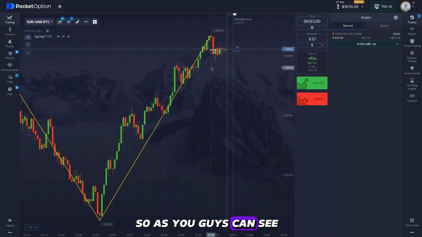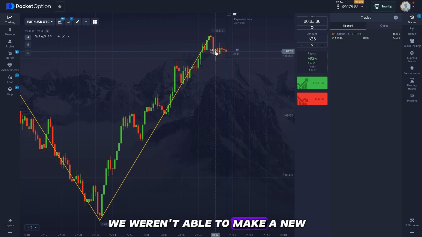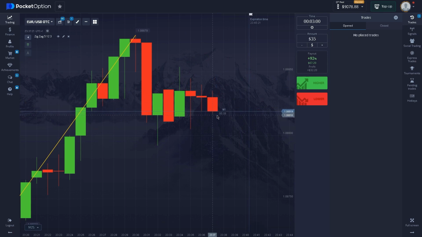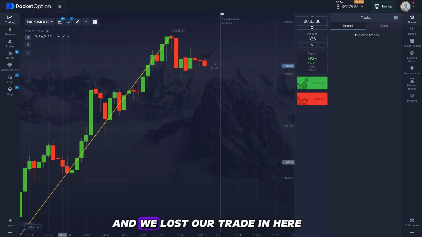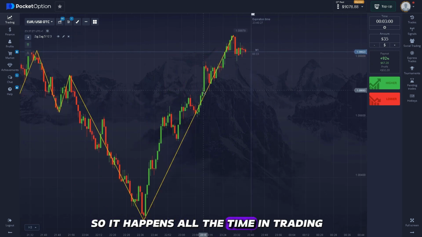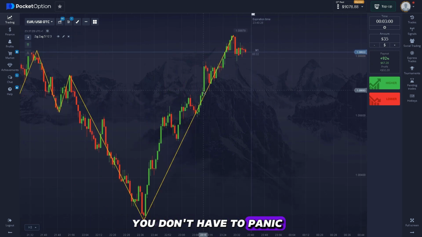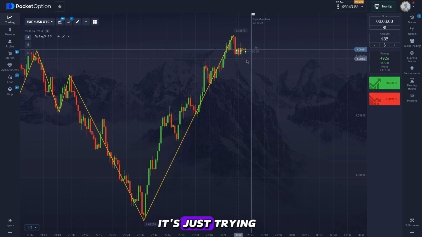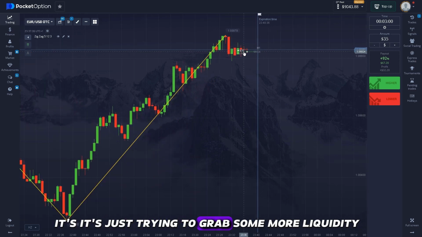So as you guys can see, we weren't able to make a new higher high, but we got a little bit unlucky and we lost our trade in here. So it happens all the time in trading. You don't have to panic. And I still believe that we can make a new higher high. It's just trying to grab some more liquidity.